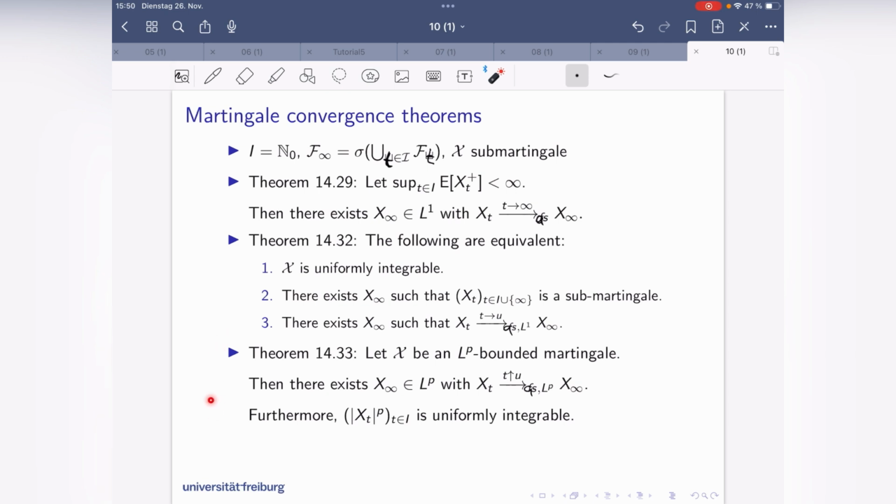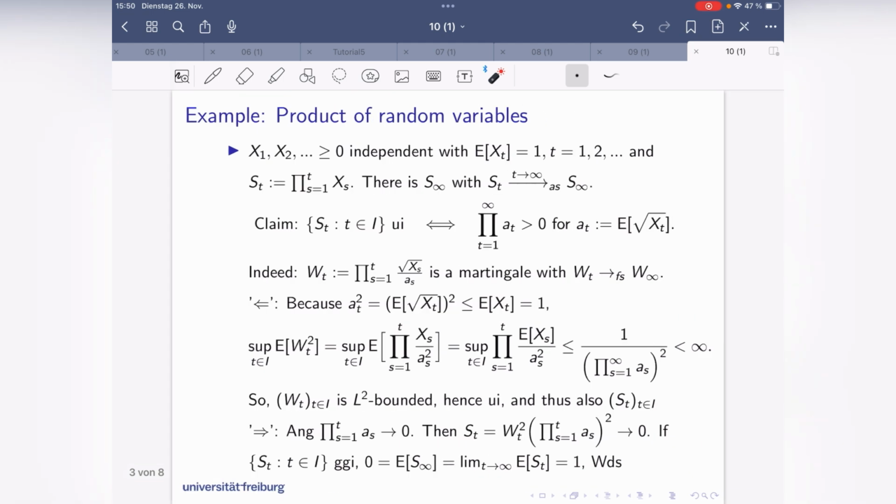Okay, and the third, that's not so exciting anymore, because you basically apply the second result to X to the power of p. And then you get the third result. Okay, so these were the 3 things. And let me start with one application before I come to some more stuff, which is the following.